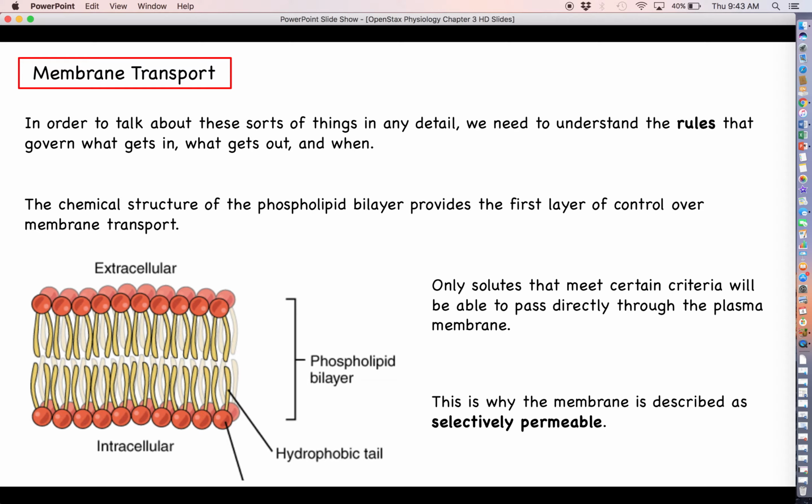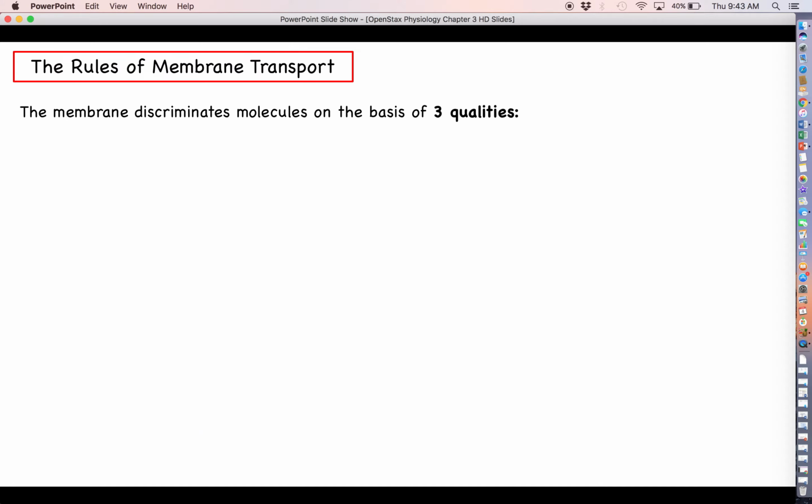When we are talking about a molecule passing directly through the plasma membrane, we mean it is doing so without any sort of aid or help. It's doing so without the aid of a carrier protein or a channel protein or anything else. We literally mean it itself is squeezing in between phospholipids all by itself. So the membrane, being selectively permeable, is going to discriminate molecules on the basis of three qualities.